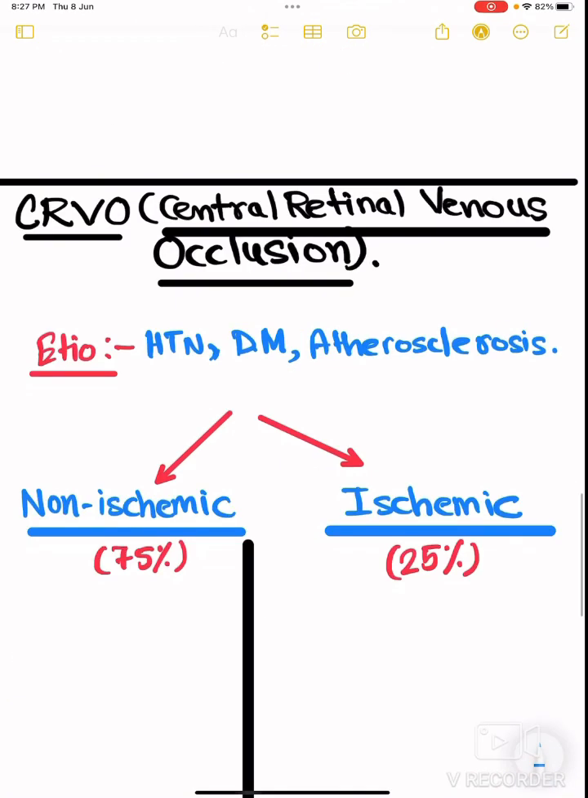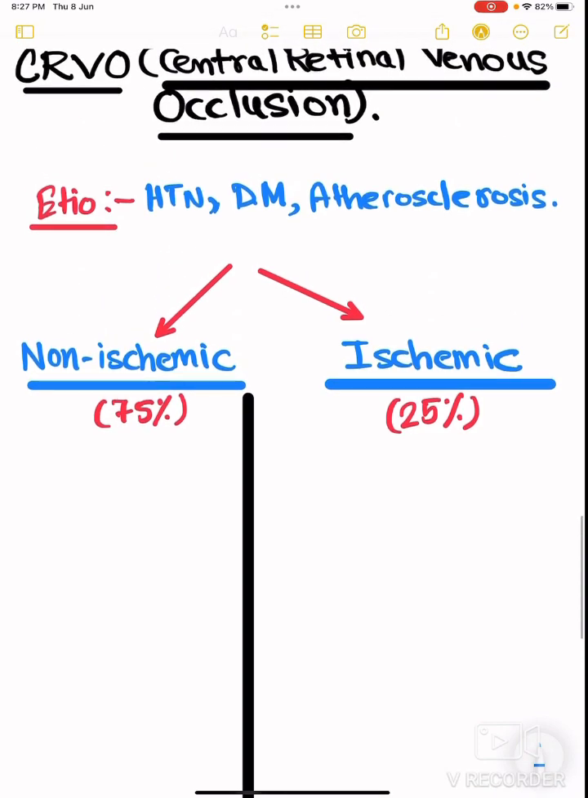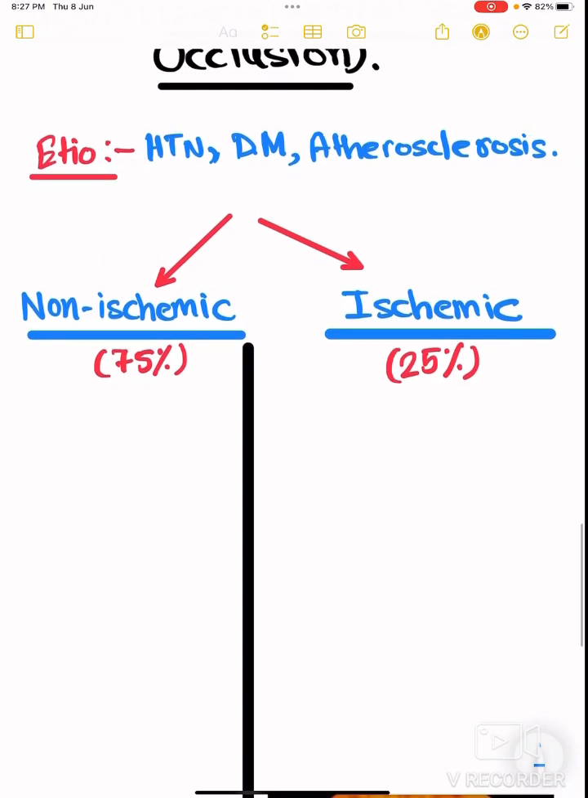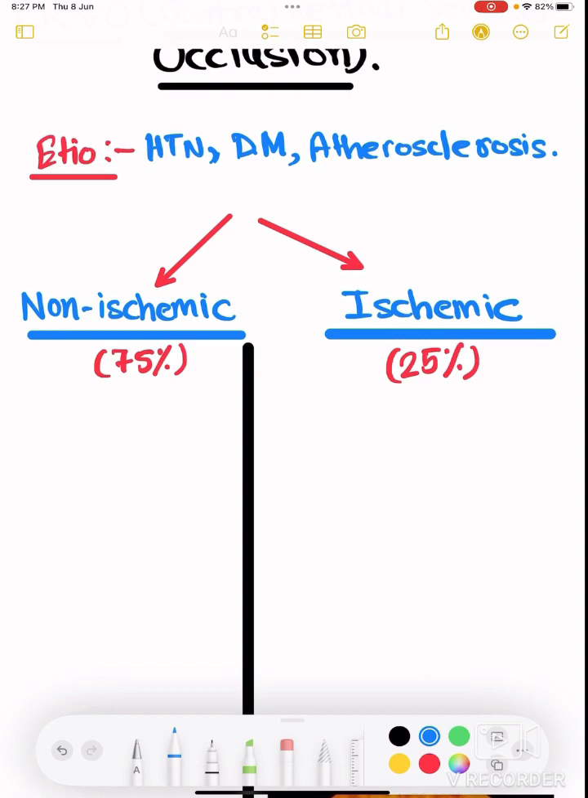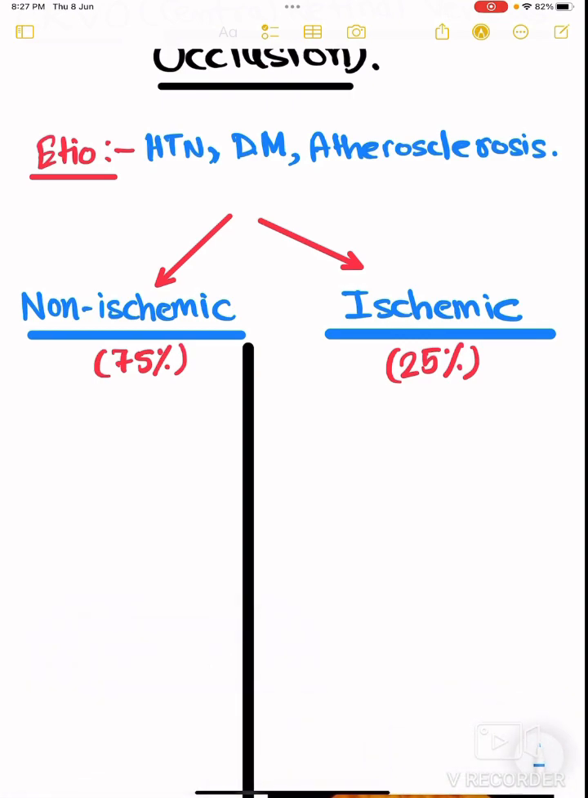Important. Now coming to CRVO, central retinal venous occlusion. The etiology is hypertension, diabetes mellitus, and atherosclerosis. So there are two varieties of CRVO. The first variety is ischemic type and the second variety is non-ischemic type. In non-ischemic type, due to hypoxia or congestion due to CRVO, there is blood vessel formation, and since there is blood vessel formation, the disease remains mild to moderate. You see diminution of vision and not loss of vision.